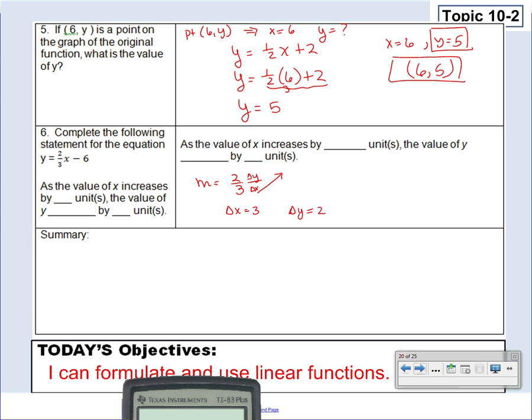So as the value of x increases, as it is positive, by 3 units, then the value of y, because it is positive, increases by 2 units.